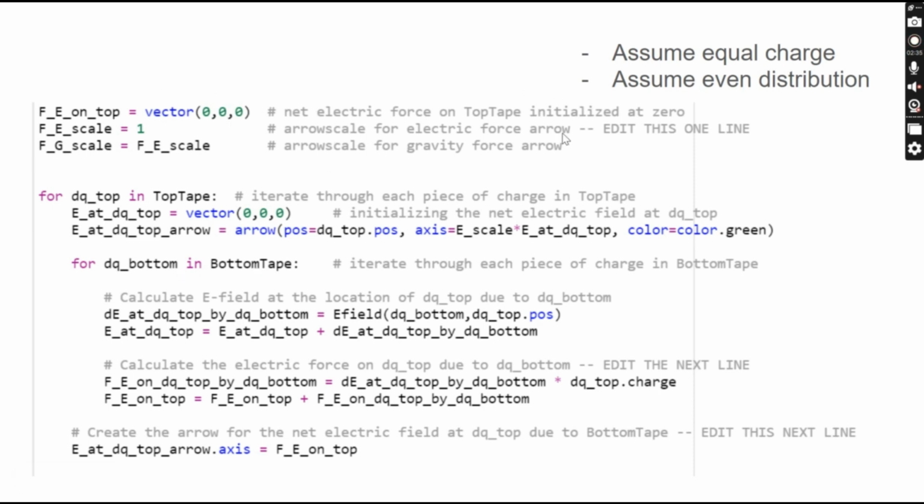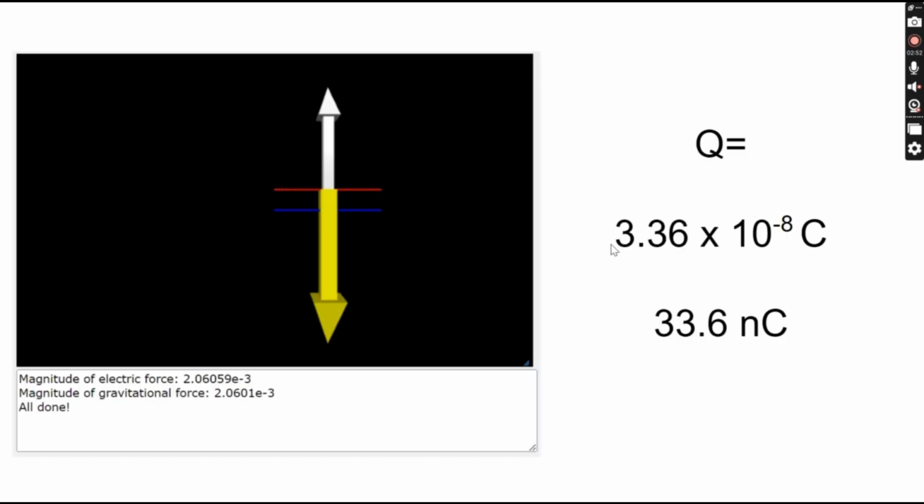So we create two lines of charge where the charge of one piece of tape is evenly distributed among a line of particles, and then we calculate the force of each of those particles on the bottom tape on each of the particles in the top tape using this nested loop. And what we end up finding is that the charge in each tape would be about 33.6 nanocoulombs, or 3.36 times 10 to the negative 8 coulombs.